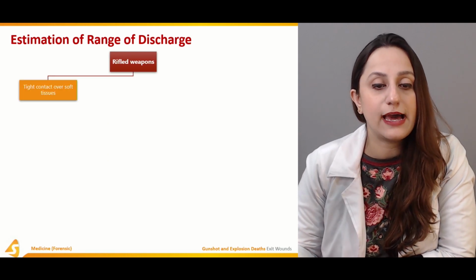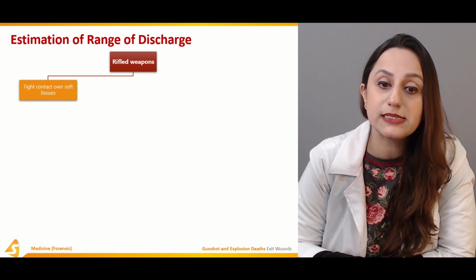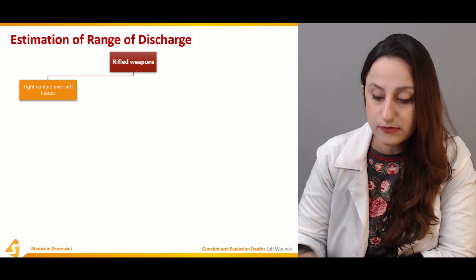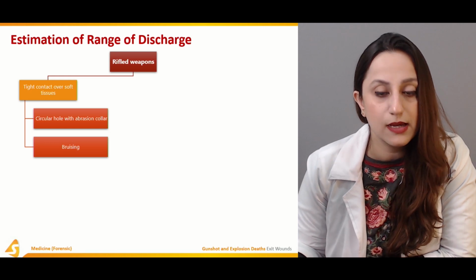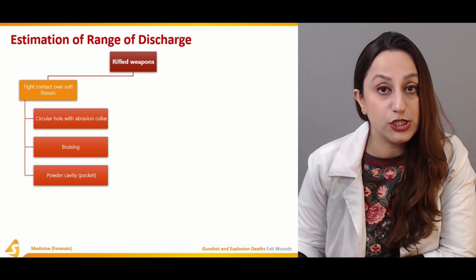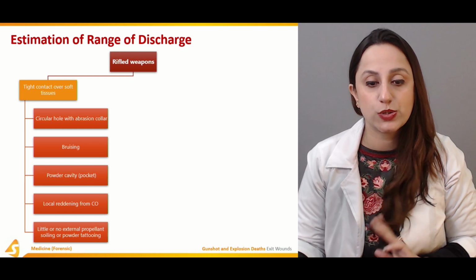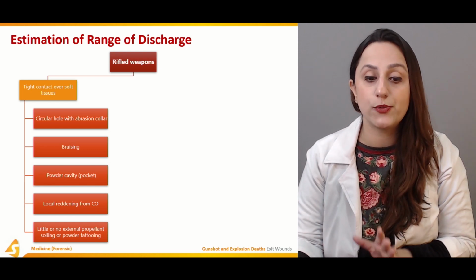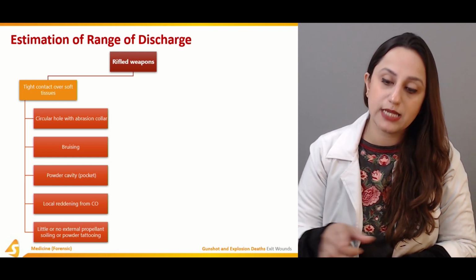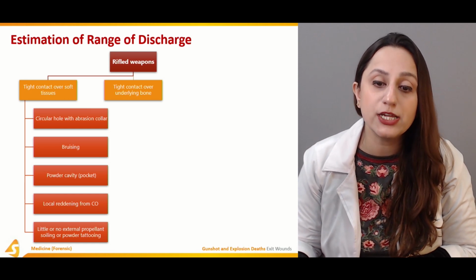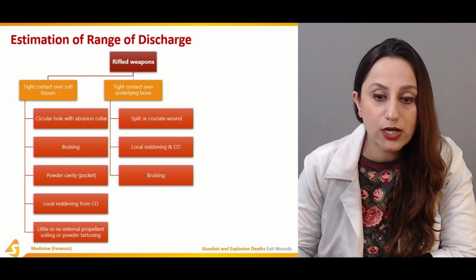Now, rifled weapons have tight contact over the soft tissues. So we are estimating the range of discharge here. In rifled weapons, a circular hole with an abrasion collar is seen. There is a bruising phenomenon. A powder cavity or pocket is also seen in such injuries. There is local reddening from carbon monoxide combustion. Little or no external propellant soiling or powder tattooing is seen in the exit wounds of such tight contact nature. And then we have tight contact over the underlying bone, where there will be a split or cruciate wound, and local reddening from carbon monoxide.